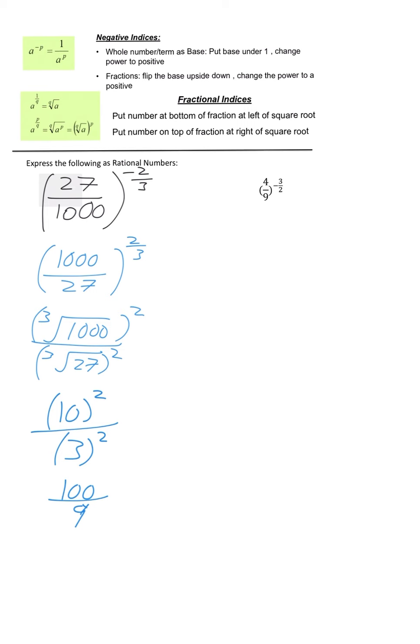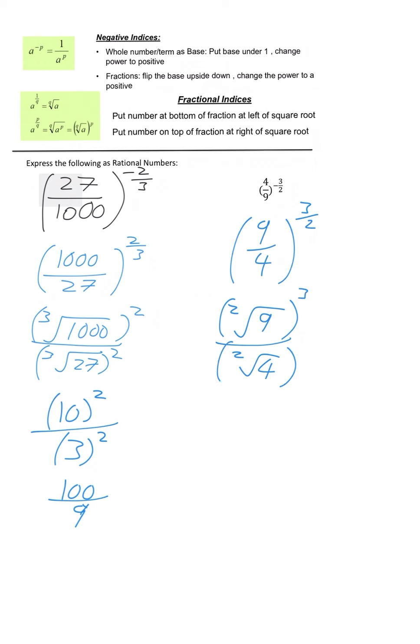Okay, next one. So again, negative indices, so let's flip it upside down. And so 9 over 4, change that power to positive. Okay, so the number at the bottom now goes to the left. So 2, 9, 2, 4, all to the power of 3.